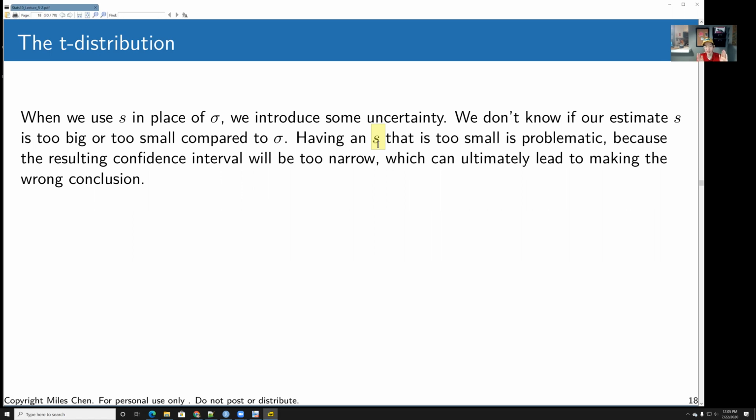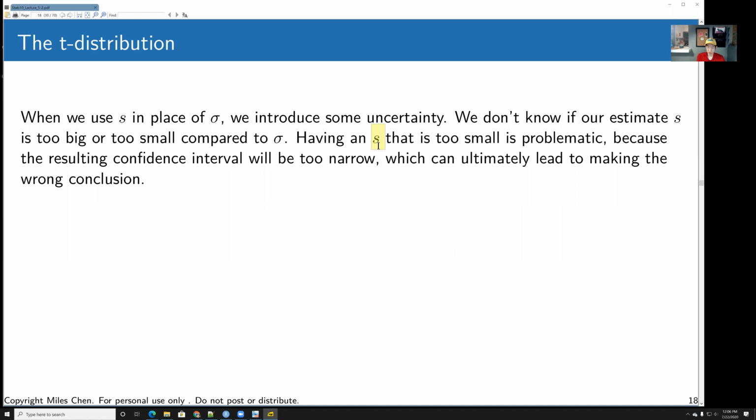So say the real interval should go from 30 to 40, and I'm exaggerating here, but because of your sample, you happen to get a smaller S and your confidence interval goes from say 32 to 38 instead of 30 to 40. You're going to make the wrong conclusion, right? Someone says, do you have evidence that it's not 31? And you'd say, oh yeah, 31's outside of my interval, so I have evidence that it's not that. But in reality, the real interval should have gone from 30 to 40, and you would have said, oh, 31, I'm not sure. You'd be rejecting numbers that you shouldn't be rejecting, and that could lead to the wrong conclusion. So having an S that is too small could be problematic, right?